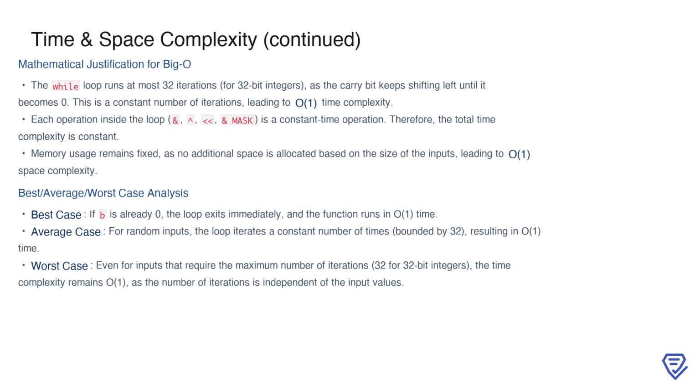Looking at best, average, and worst-case scenarios, the function consistently performs in O(1) time. For instance, if b is already 0, the loop exits immediately in the best case. In the average case, random inputs still lead to a constant number of iterations, and even in the worst case, with the maximum of 32 iterations, the time complexity remains O(1). This consistency highlights the efficiency of the algorithm.